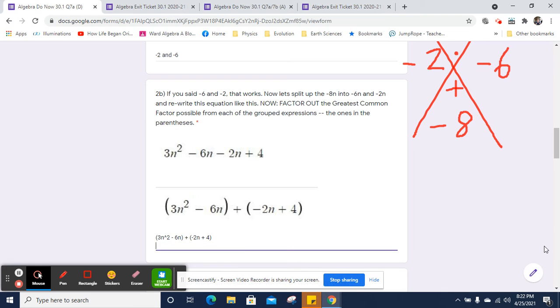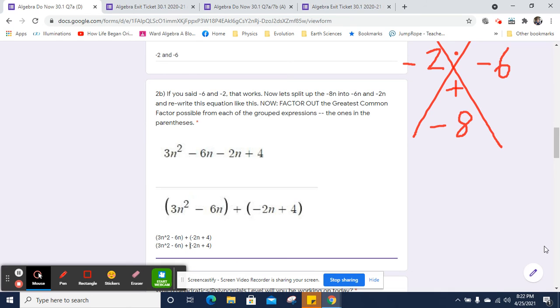And I need to factor out the greatest common factor. Well, what's the greatest common factor here? Well, we can definitely get a 3. So let's pull out the 3. Let's go just with the numbers first. The minus 6 becomes a negative 2. And I can also factor out an n. So the n squared just becomes n, and the n here becomes a 1. So I'm just left with 3n times n minus 2.